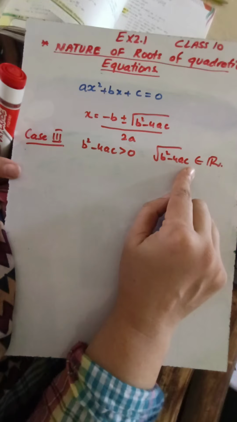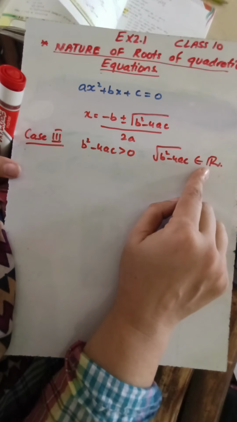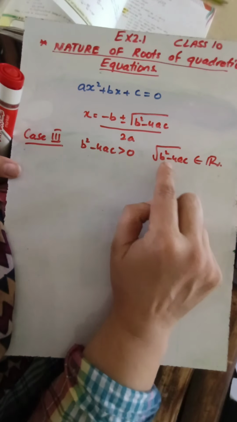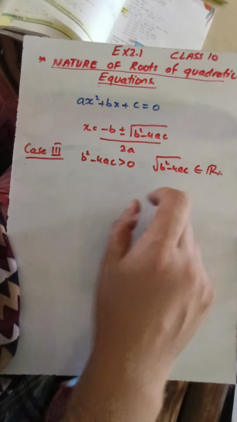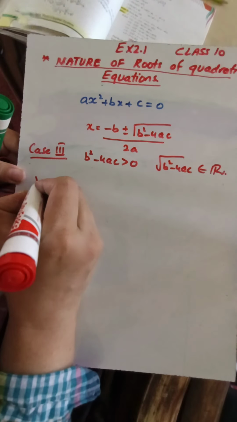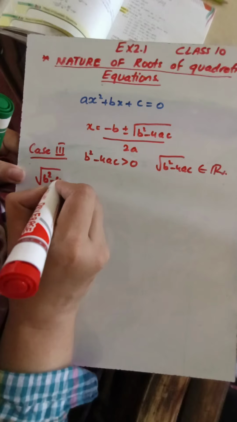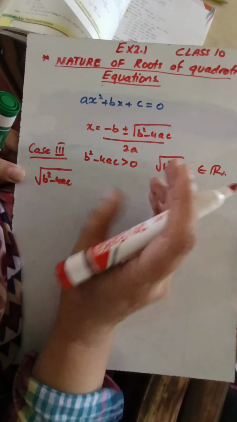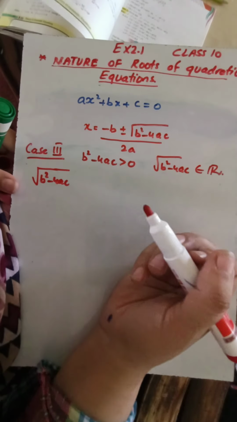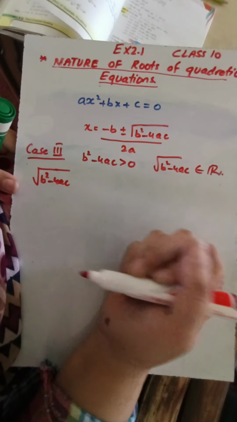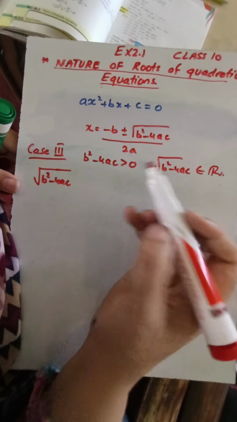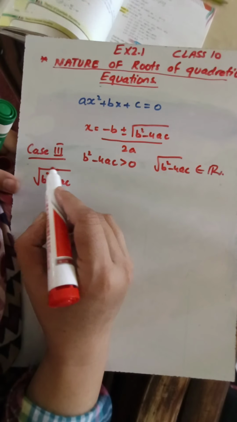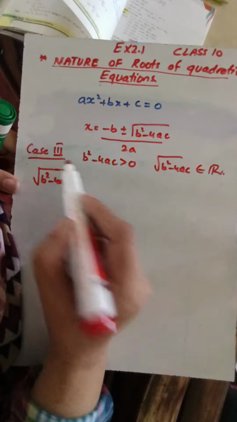If b square minus 4ac is a real number, then the square root of b square minus 4ac may be a perfect square or may not be a perfect square. Now what is a perfect square? There are two possibilities for under root b square minus 4ac, which affect the nature of the roots, for them to be rational or irrational. If you want to know whether the roots are going to be rational or irrational, again we have to look at this discriminant and its square root.